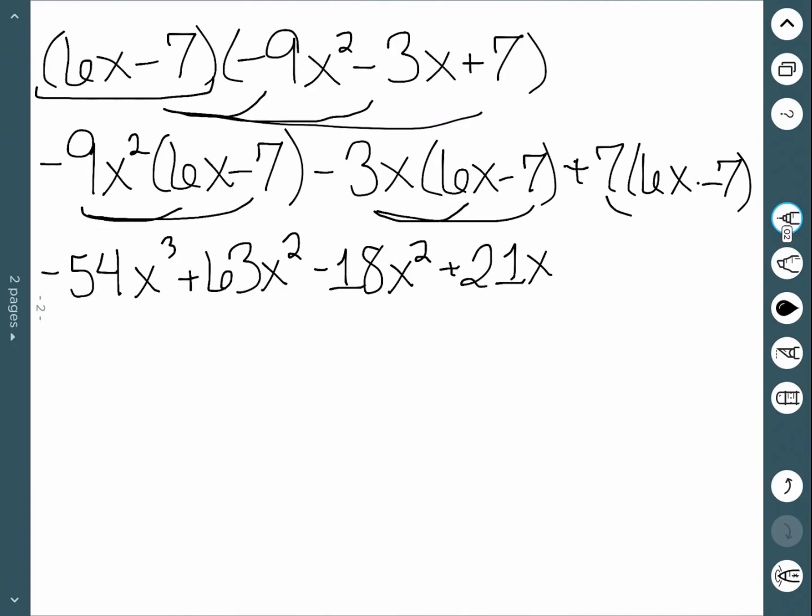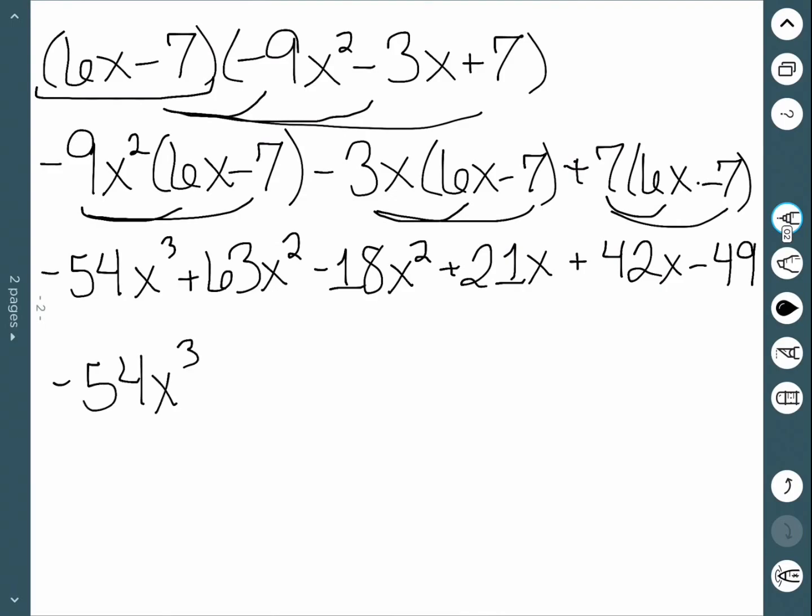The last parenthesis, 7 times 6x. We know that 7 times 6 is 42, so 42x. Then 7 times negative 7 is negative 49. From there, we can just combine like terms. We can see that our x cubed term is unique. There's only one x cubed term, so now let's look at x squared. We see that we have two of them, a 63 and a minus 18. So 63 minus 18 is 45, so we have a 45x squared.